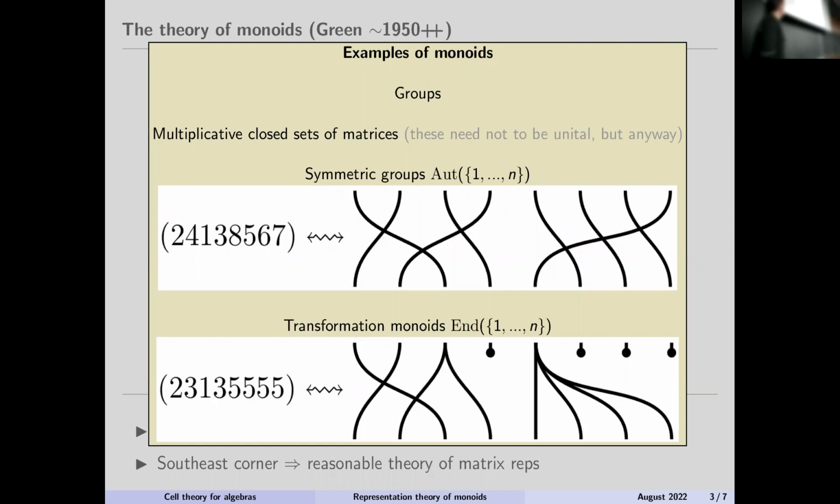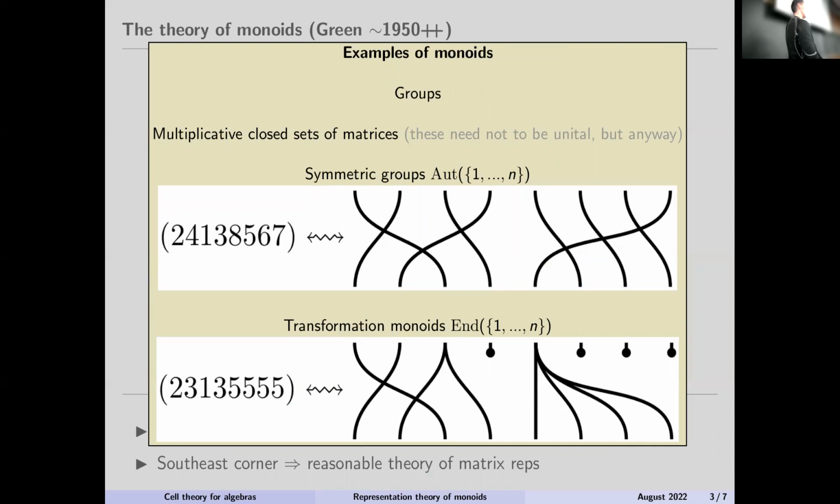Let me just show you some examples of monoids. Surprise, surprise, every group is a monoid. A much nicer example is anything you can write down in terms of matrices. A little bit of cheating because they don't need to have a unit, but basically anything multiplicatively closed in matrices. Another example is symmetric groups. Here's a picture of a symmetric group. If I haven't messed up, this is one line notation, meaning the first strand from bottom to top goes to the second spot, the second strand goes to the fourth spot, and so on.